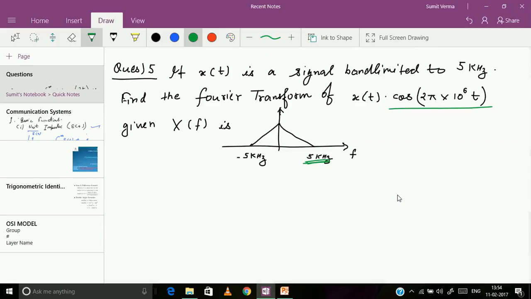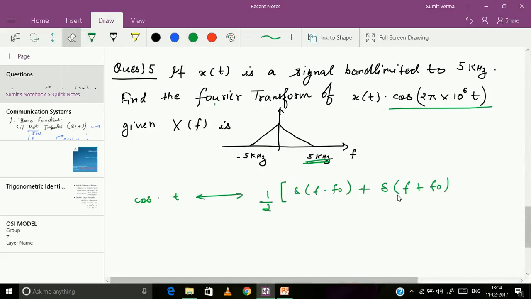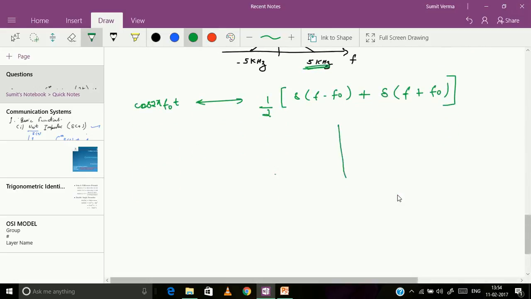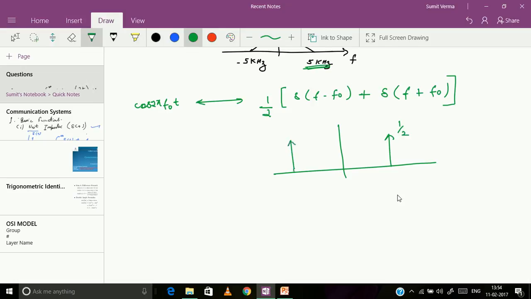So we know that the Fourier transform of cos omega naught t is half of delta of f minus f naught plus delta of f plus f naught. This property we already discussed. We saw how to find this yesterday. I am directly using it here now. Let me write it not as omega naught then, let me write it as cos 2 pi f naught t. So this is the Fourier transform for this one. So if I want to draw the spectrum, this spectrum is basically two impulses of area half, at minus f naught and f naught.